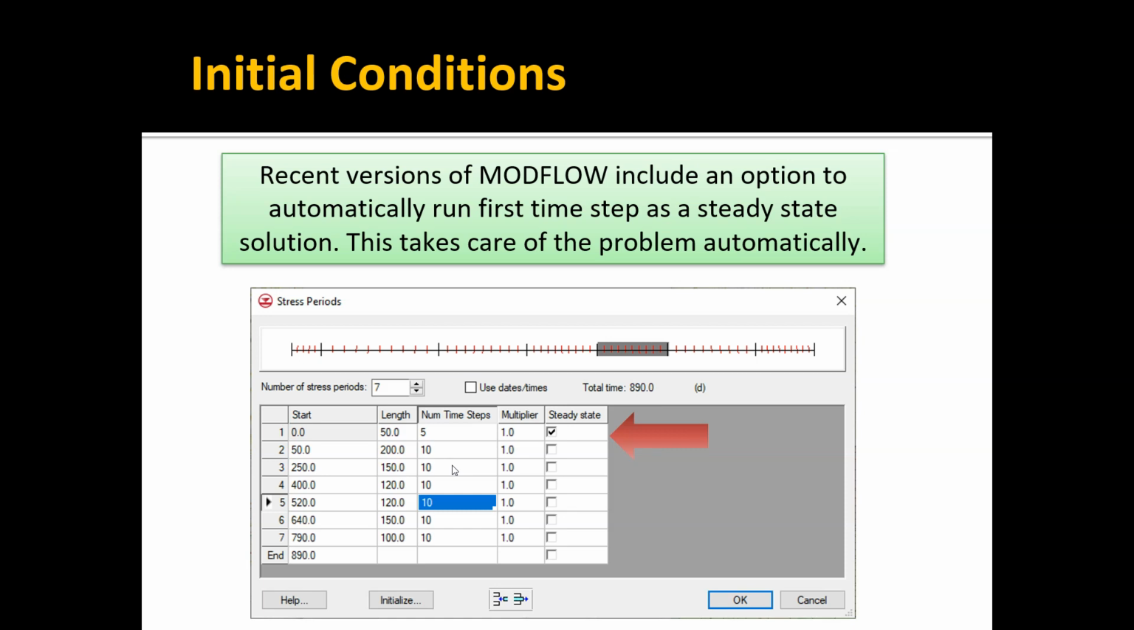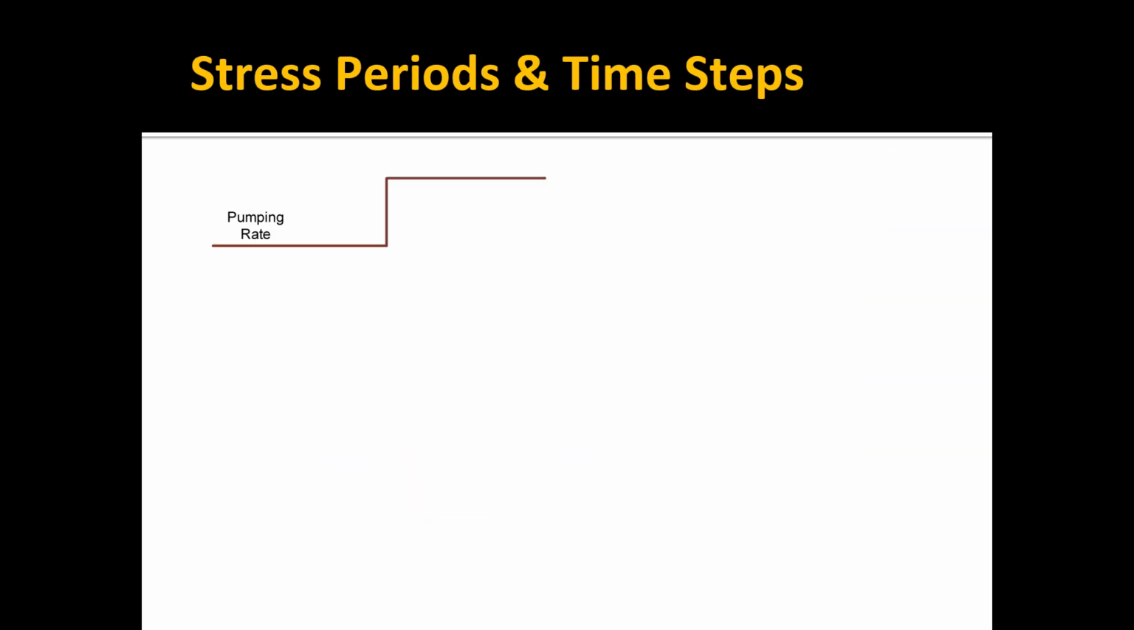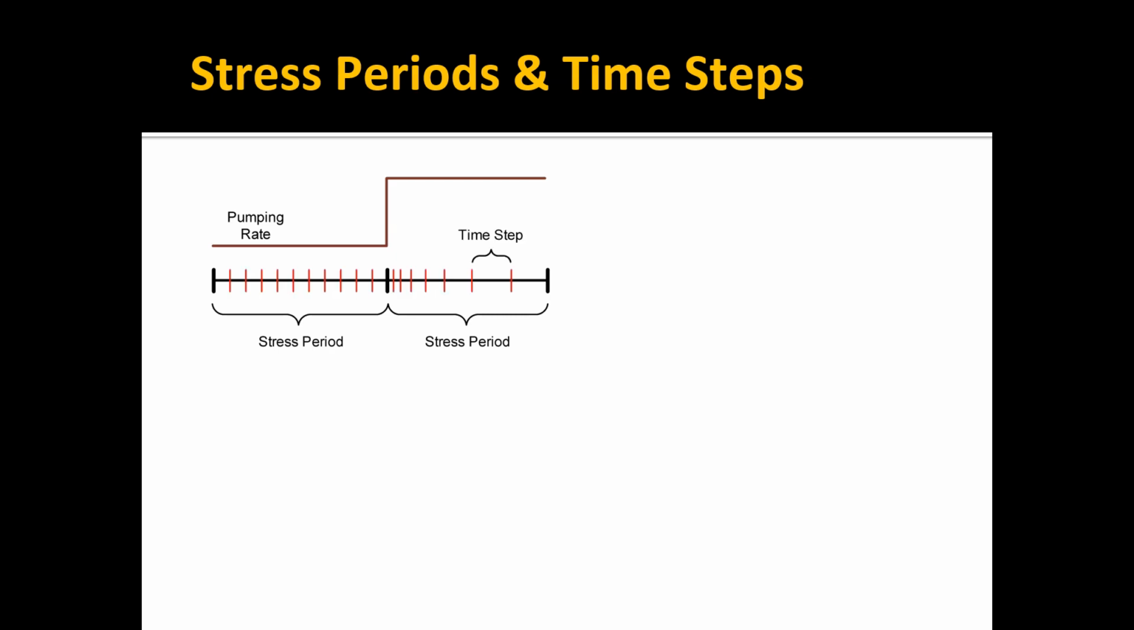And so let's look at a couple of examples here. Suppose you had a well and it's pumping at one rate, and then at some point in time you switch it to another rate. In order to capture this in a transient simulation, you would use 2 stress periods. And the pumping rate is constant over each stress period, and then within the stress period, you can have multiple time steps. The time steps are the computational intervals over which a solution is computed.